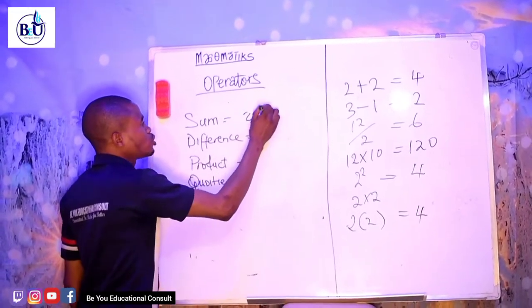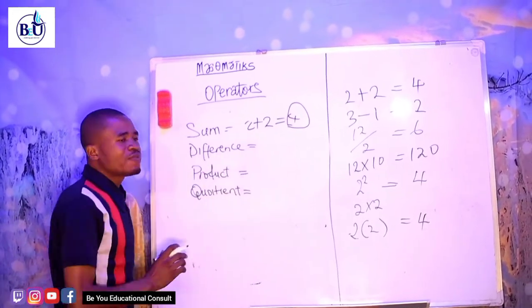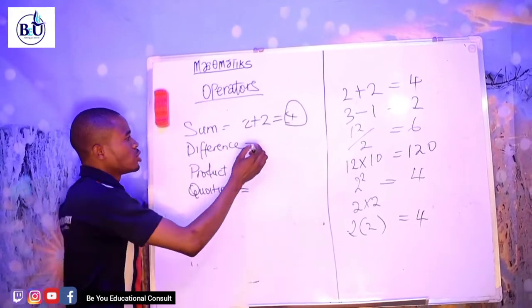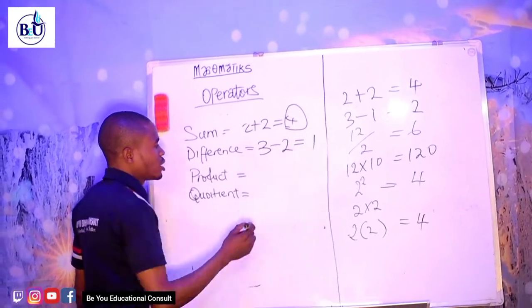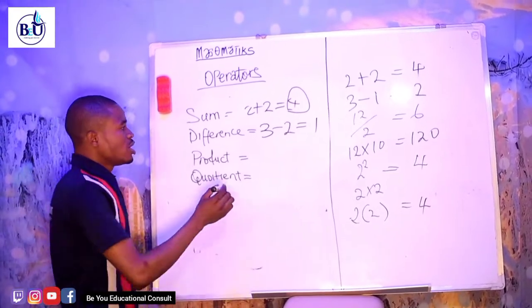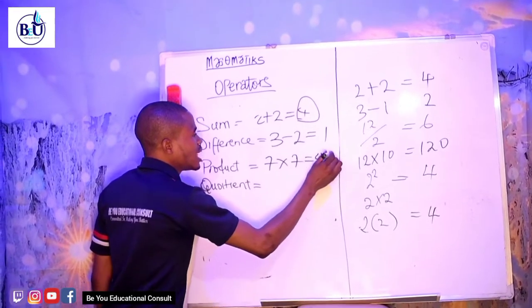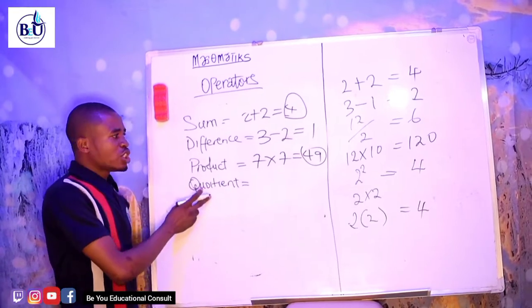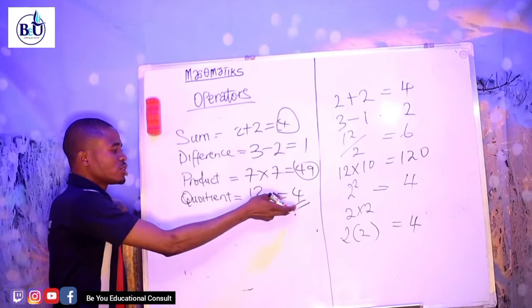If I say 2 plus 2 is equals to 4, that means 4 is the sum. What is difference? Difference is the answer you get after subtraction. Which means if I say 3 minus 2 is equals to what? 1. What is product? The answer you get after multiplication. If I say 7 times 7, which is equals to 49, that is the product. Then if we have quotient, we have 12 divided by 3, which is equals to 4. This is the what? The quotient.